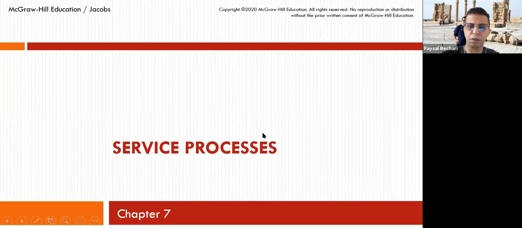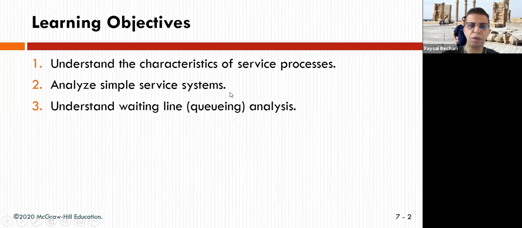So, service process. We will be learning about understanding the characteristics of service process, analyzing simple service systems, and understanding waiting line or queuing analysis, because this is the most important part of service processes. It is like the warehousing of services.